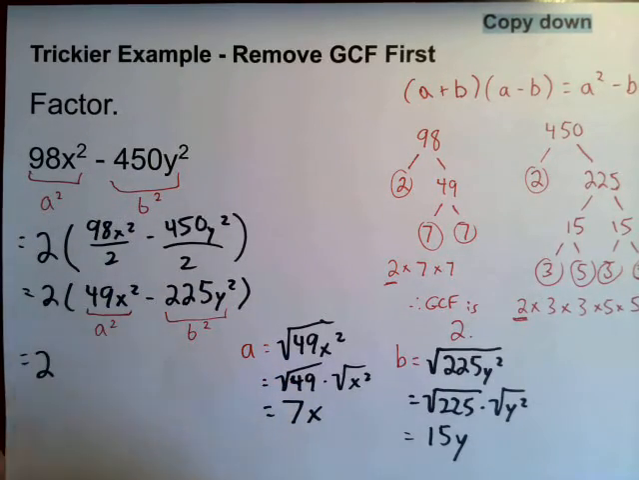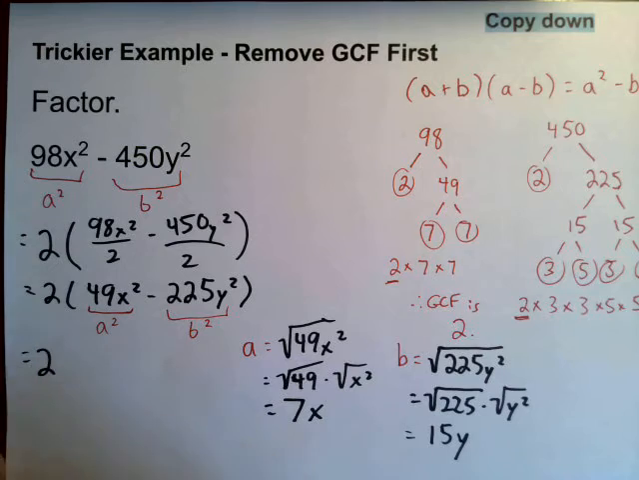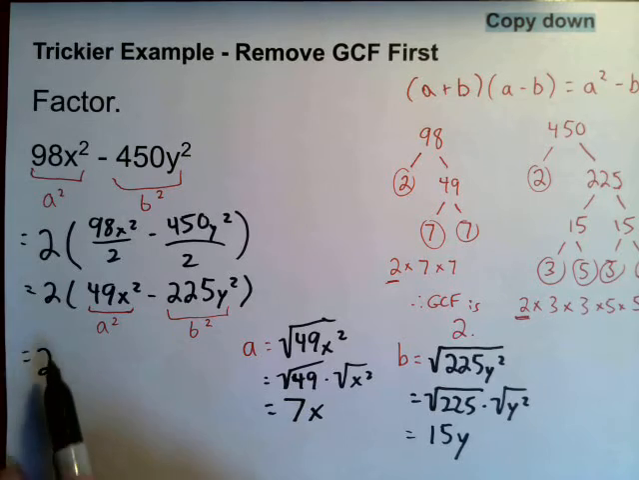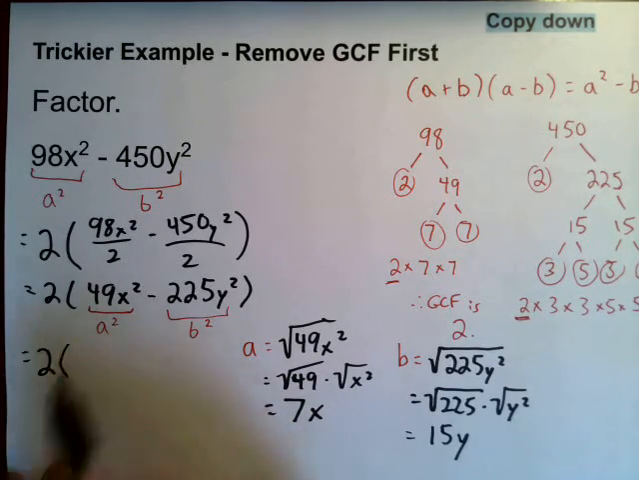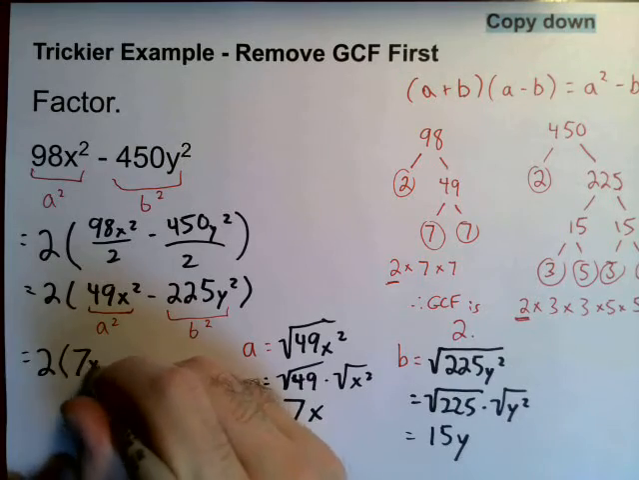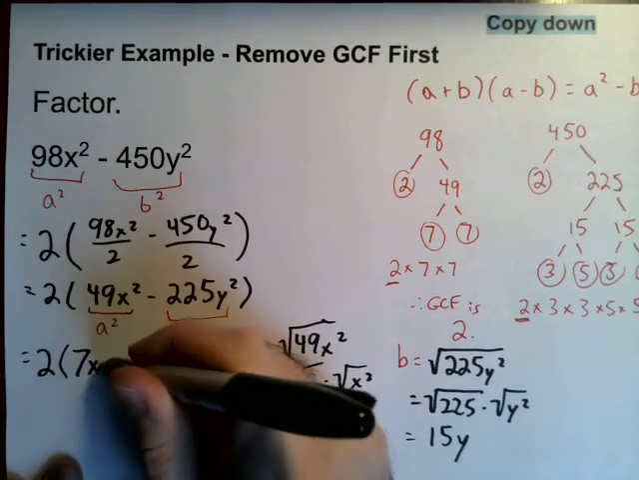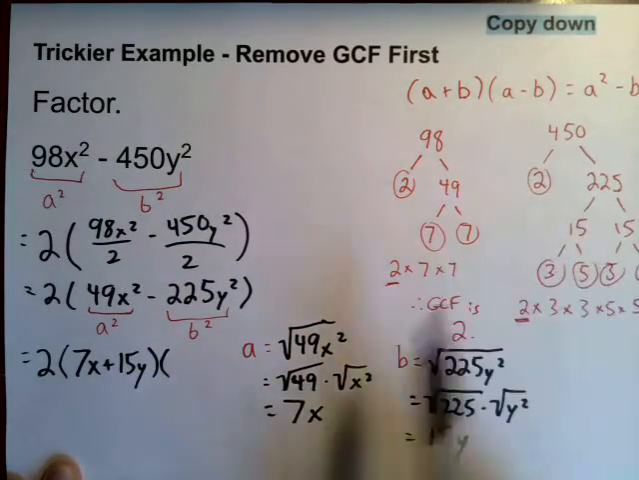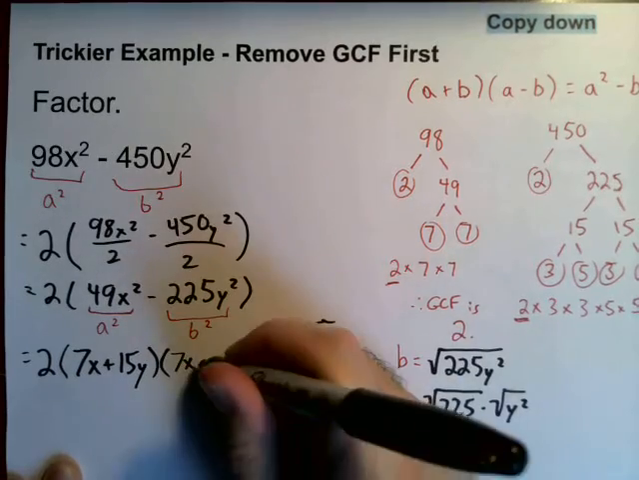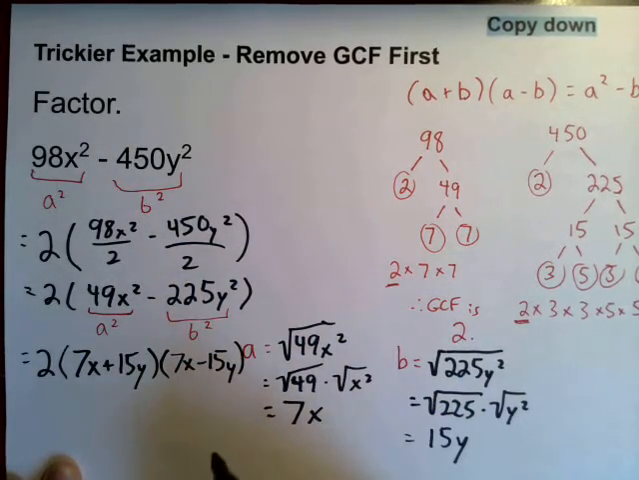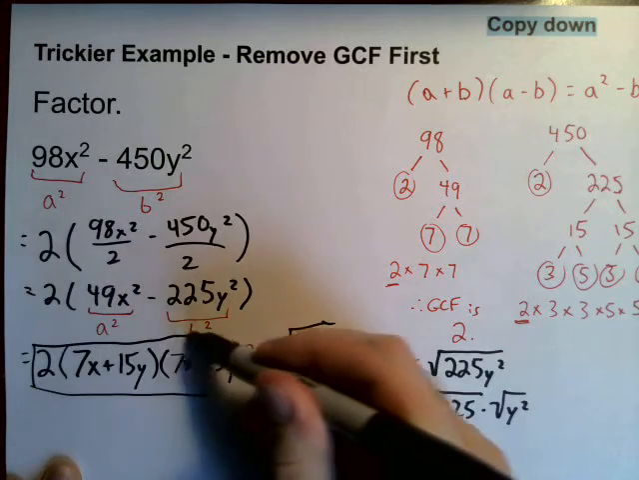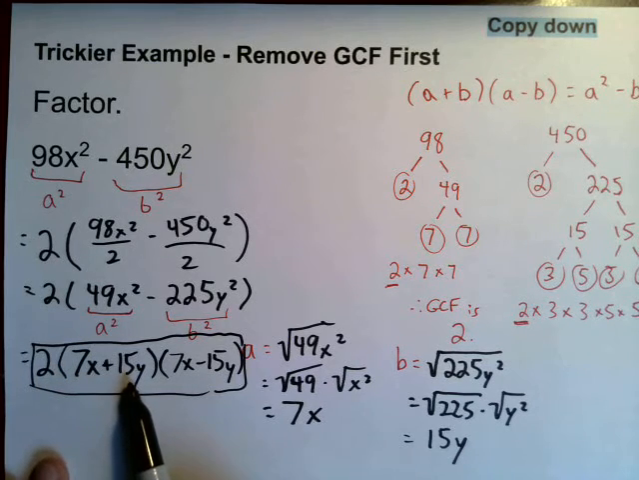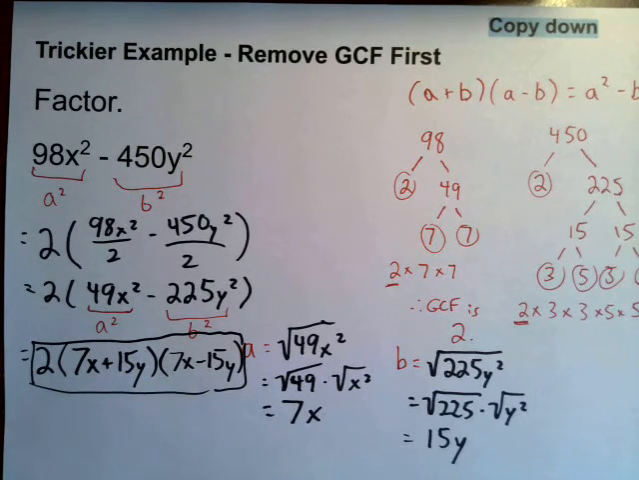We cannot get rid of the 2 for the greatest common factor, so that should not disappear when you write the next line. We have to keep the greatest common factor in the expression, otherwise it's not equal. So the a term was 7x, so a plus b, the b term was 15y, so 7x plus 15y, and then that was multiplied by a minus b, so 7x minus 15y, and then that would be our final answer. 2 times 7x plus 15y times 7x minus 15y.